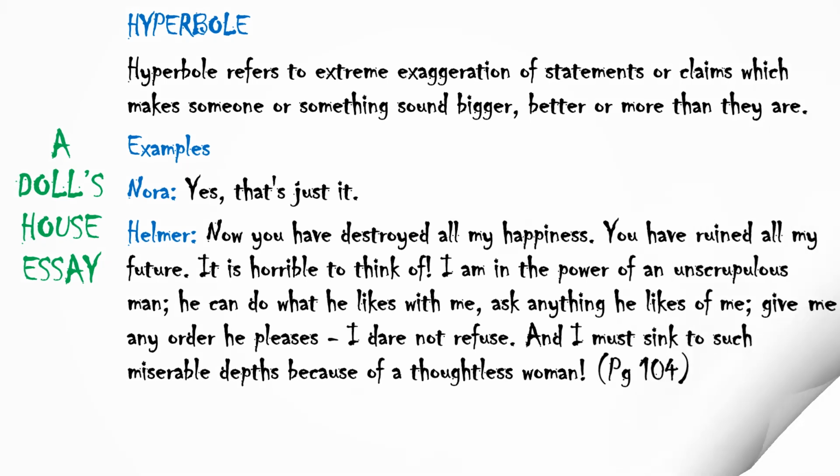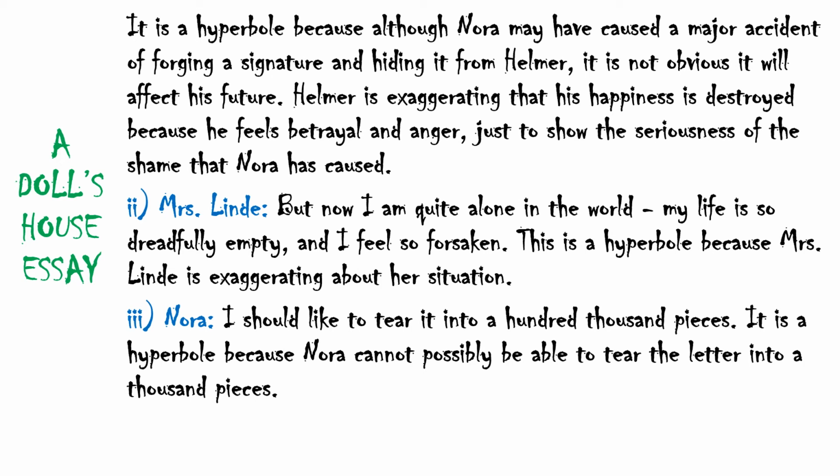It is hyperbole because although Nora may have caused a major accident of forging a signature and hiding it from Helmer, it is not obvious it will affect his future. Helmer is exaggerating that his happiness is destroyed because he feels betrayal and anger, just to show the seriousness of the shame that Nora has caused.